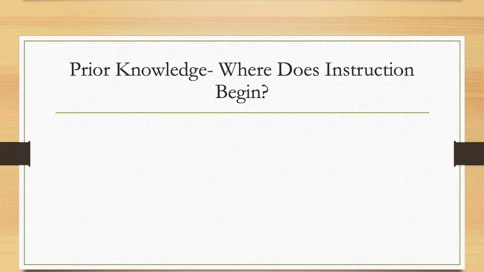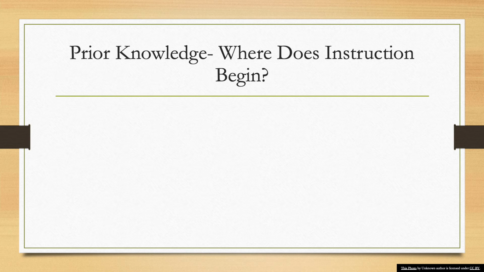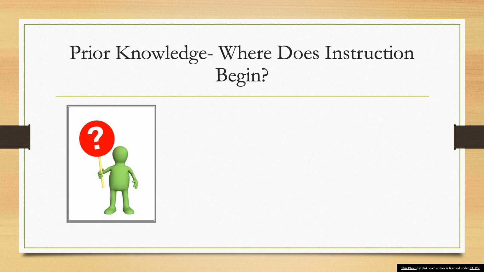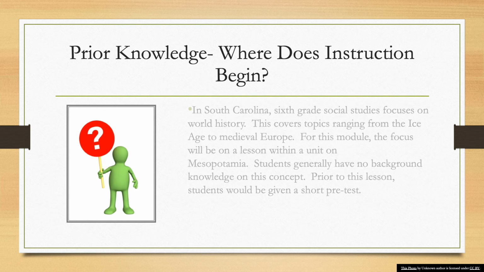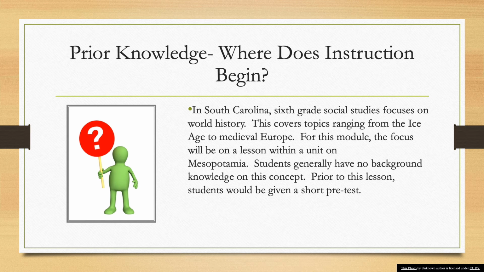Prior knowledge, where does instruction begin? I have found through my 3 years of teaching 6th grade social studies that they generally don't know anything about world history, with the exception of Egyptian mummies and samurais in Japan. The standards cover topics ranging from the Ice Age to medieval Europe.